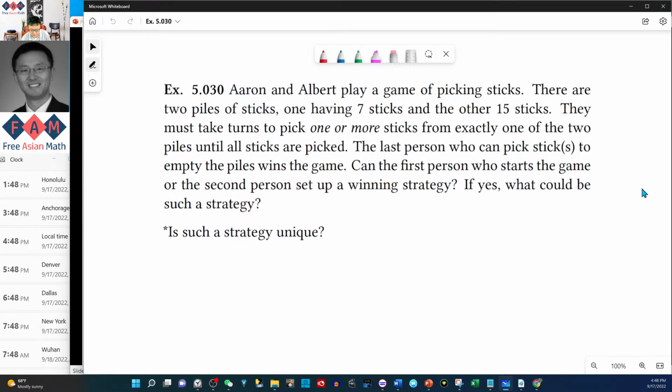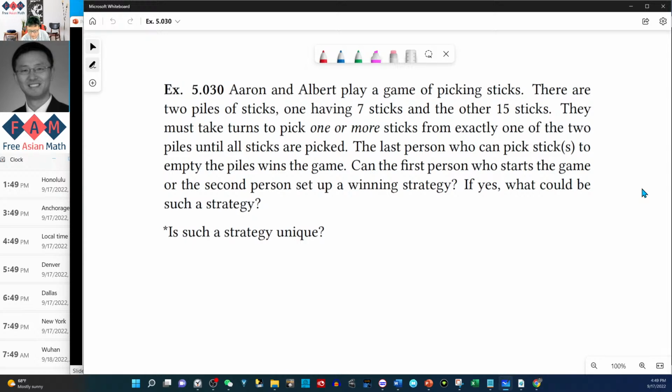Okay, this I guess is from this past Wednesday. So in this problem, we have two boys, Aaron and Albert. They play a game of so-called picking sticks. So what you have in this game is that you have two piles of sticks. And in this specific problem, you have one pile having 7 sticks and the other 15 sticks.